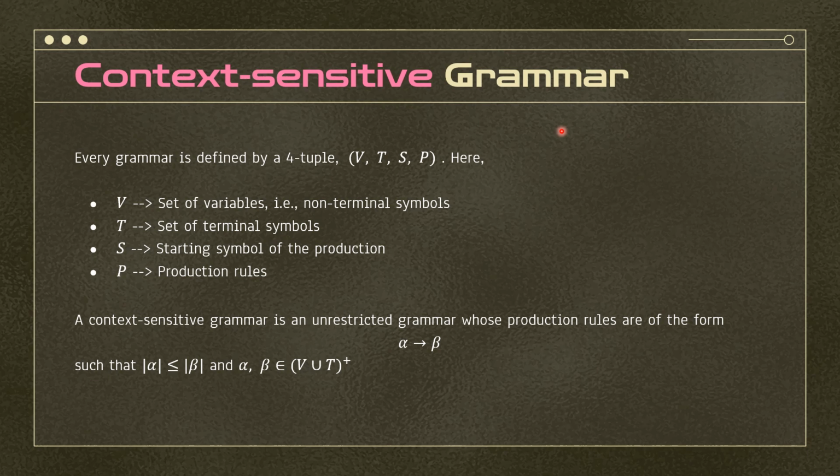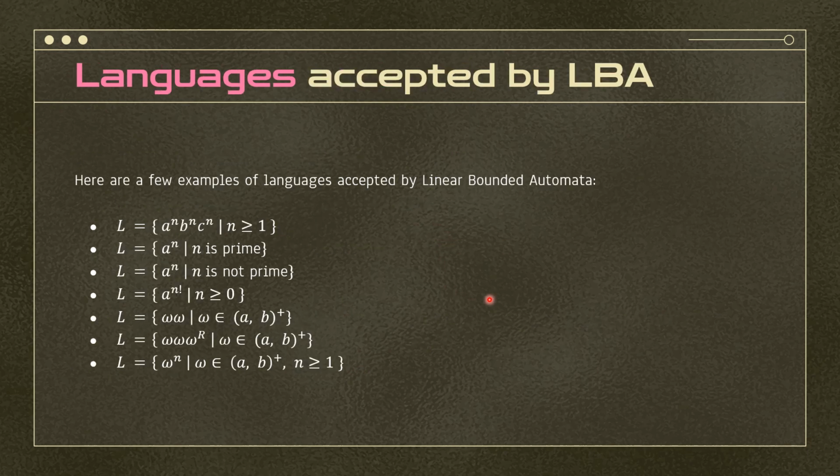So let us understand what context-sensitive grammar is. Every grammar is defined by a 4-tuple V, T, S, P. Here, V represents the set of variables, T the set of terminal symbols, S the starting symbol of the production, and P the production rules. A context-sensitive grammar is an unrestricted grammar whose production rules are of the form alpha to beta, such that the length of alpha is less than or equal to the length of beta, and alpha and beta are strings of terminals and non-terminals. Here are some sample languages accepted by linear bounded automata.